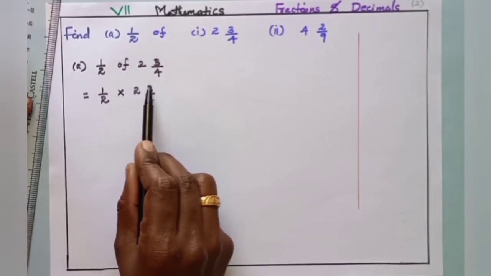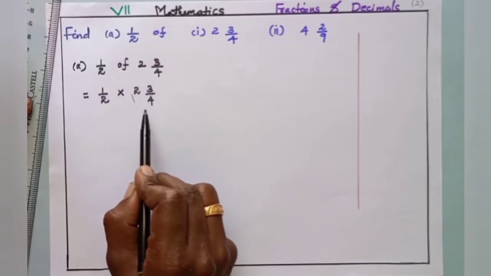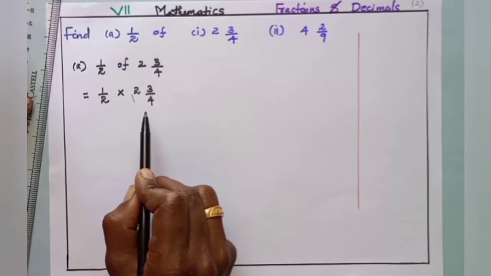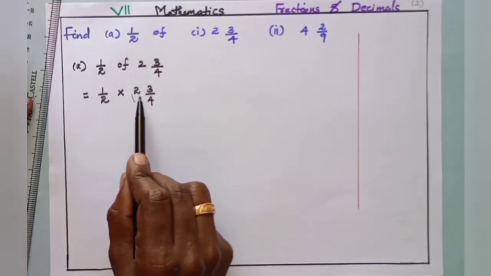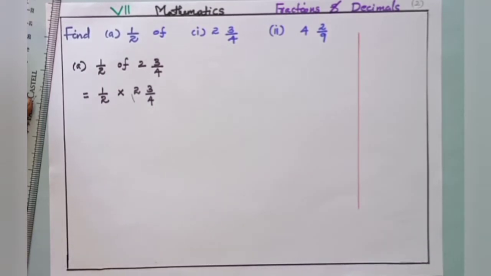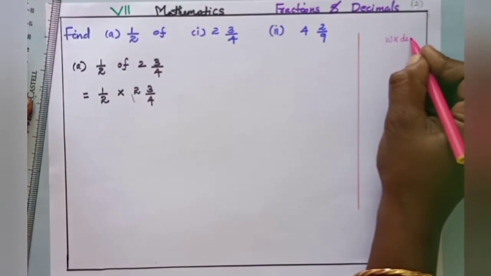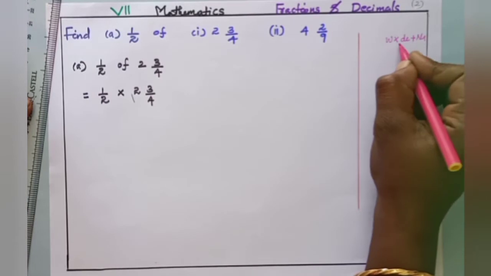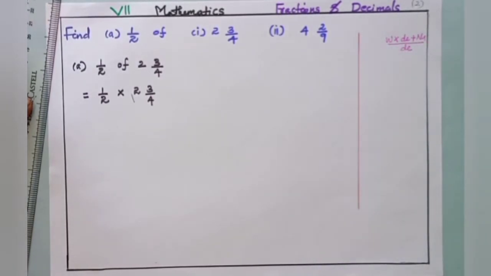Listen students, 2 and 3 by 4 is a mixed fraction. So change into improper fraction. How can we change mixed fraction into improper? Yes, whole number into denominator plus numerator by same denominator.